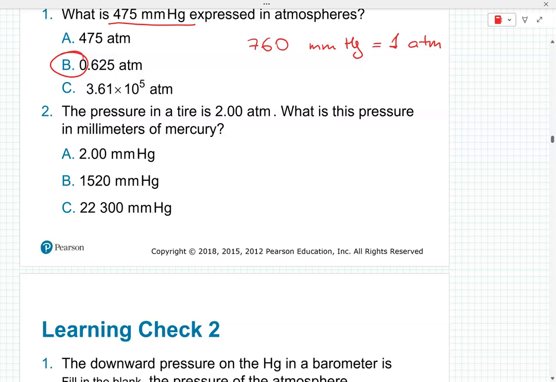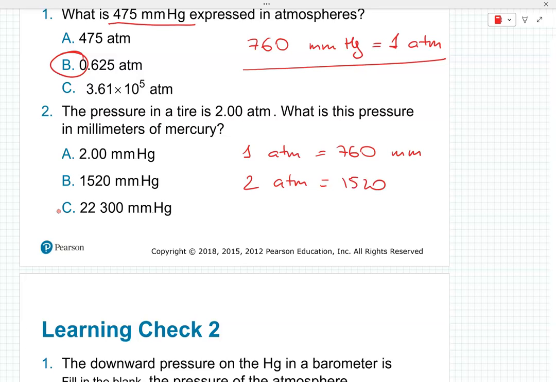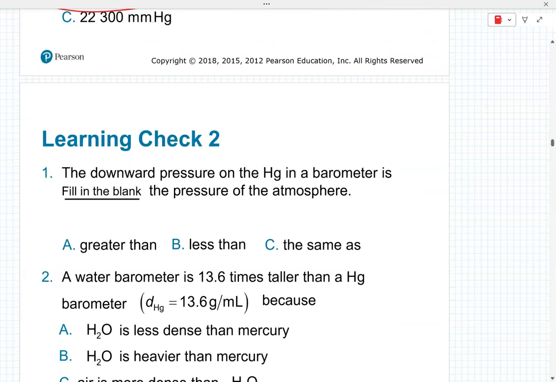Same idea. If 1 atmosphere is 760, I'm just going to use millimeters, okay? Then 2 atmospheres is twice that number. Everybody agrees? So 1520. That's the answer. Clear?